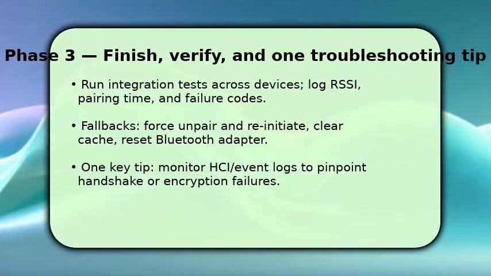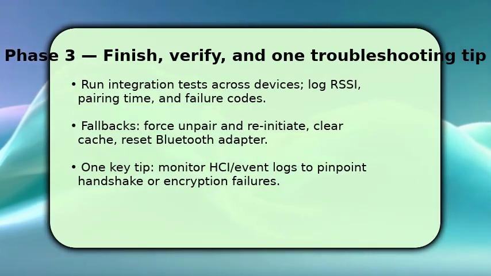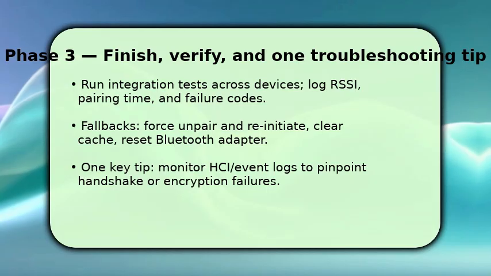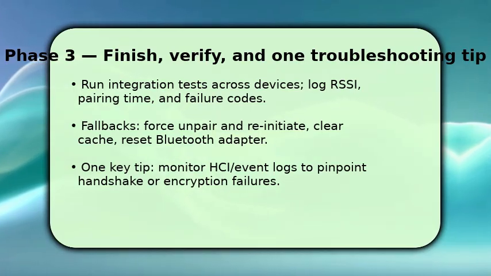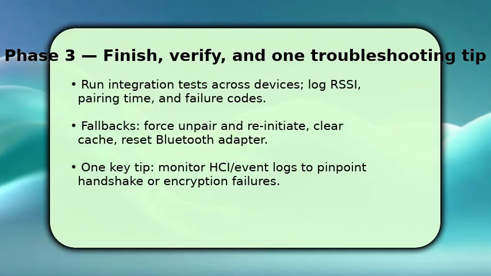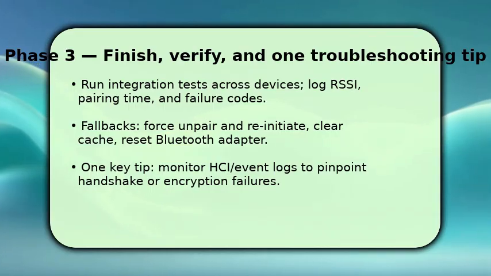Run multi-device tests and capture metrics like RSSI, pairing latency, and failure codes so you can optimize. Once verified, deploy persistent bonding and graceful disconnect logic to handle real-world use. If something goes wrong, force an unpair, clear the Bluetooth cache, and restart the adapter before retrying.